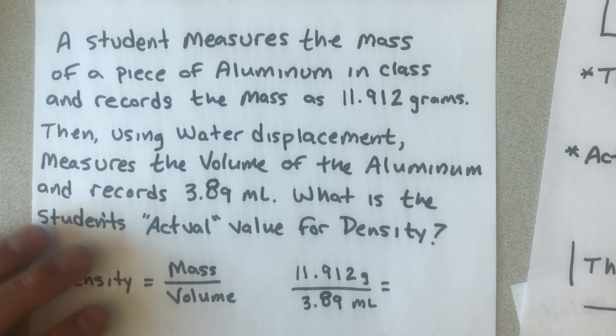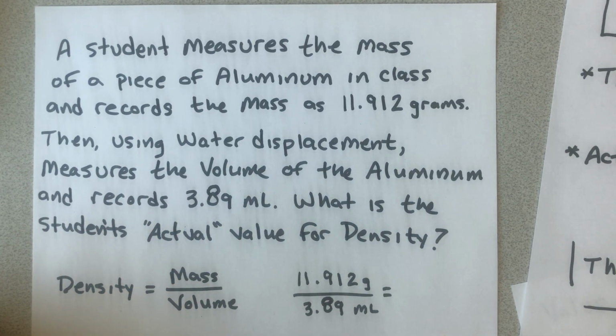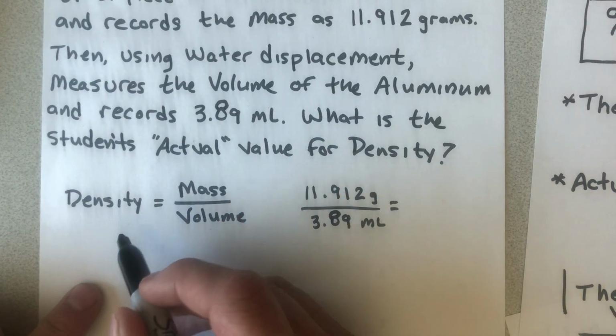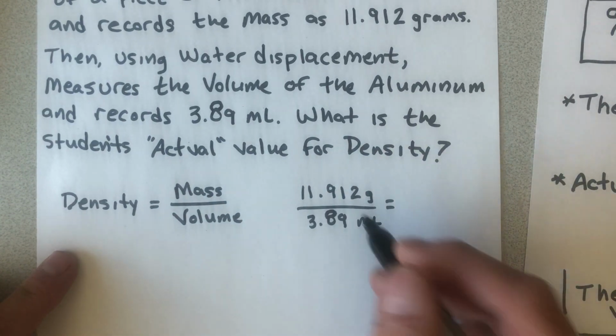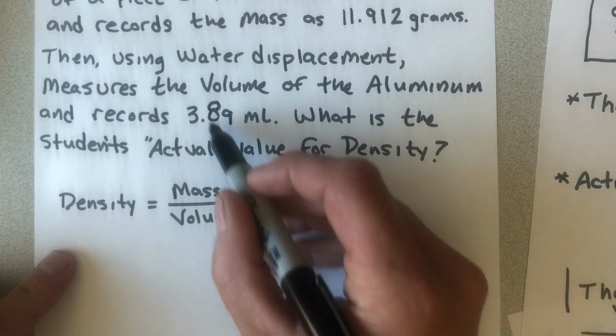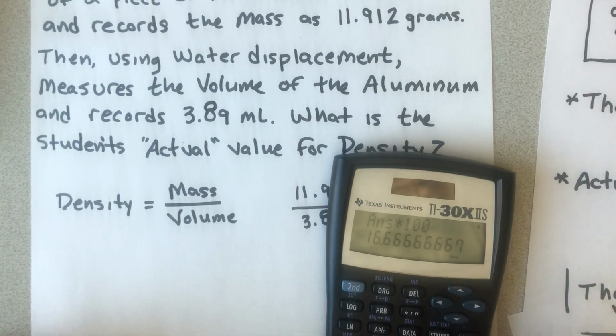Here is a problem. A student measures the mass of a piece of aluminum in class and records that mass as 11.912 grams. Then, using water displacement, measures the volume of that piece of aluminum and records 3.89 milliliters. So we want to find what the actual value of the density is. And so remember, actual is the lab-based result that you would get. The equation for density is mass over volume. And so here's our mass, the 11.912, and here's our volume of 3.89. Let's go ahead and divide those numbers.